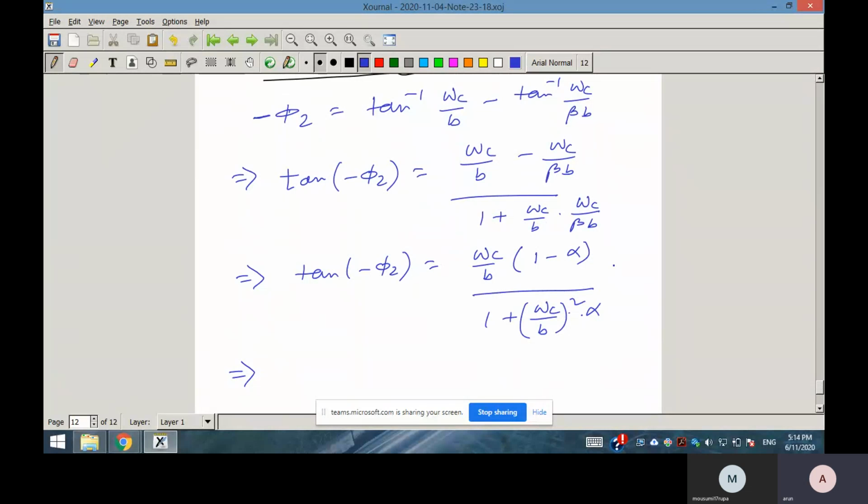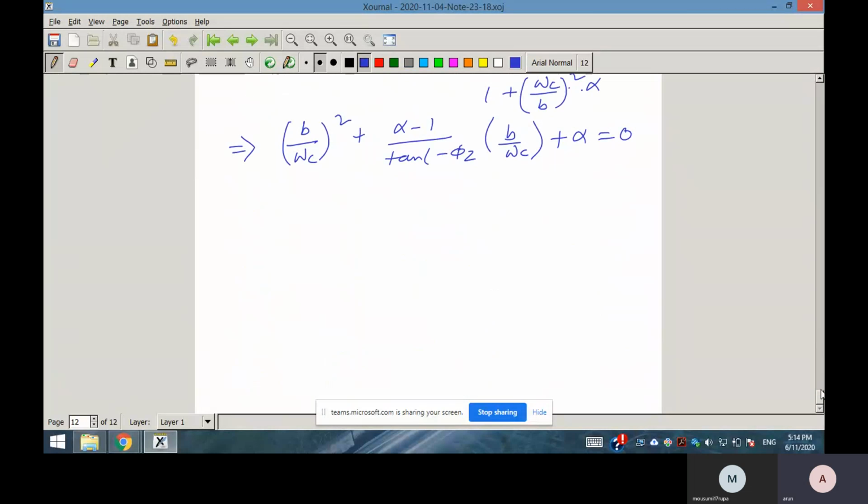So from this equation, you can now write, if you multiply numerator and denominator by b square by omega c square, then you will get this kind of equation: b by omega c square plus alpha, please check it, alpha minus 1 into tan of minus phi 2 into b by omega c plus alpha, this is equal to 0. Okay, here alpha, remember, is greater than 1.